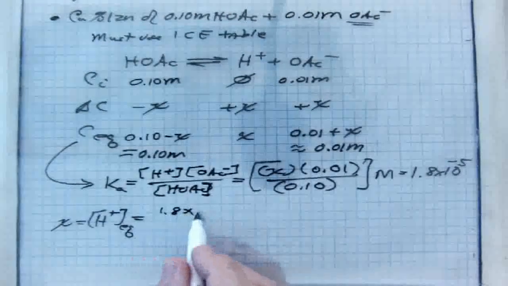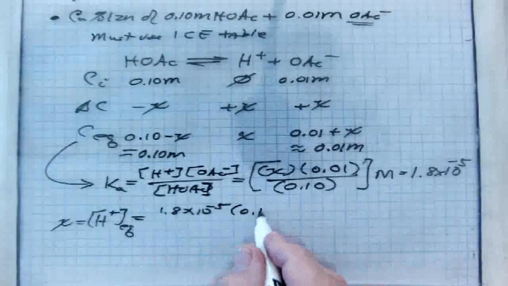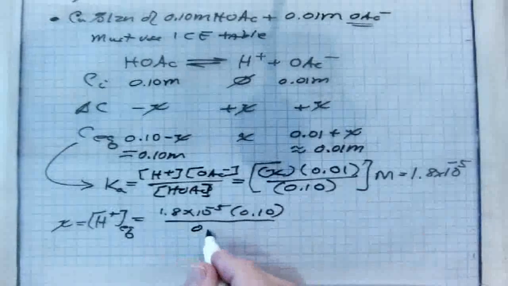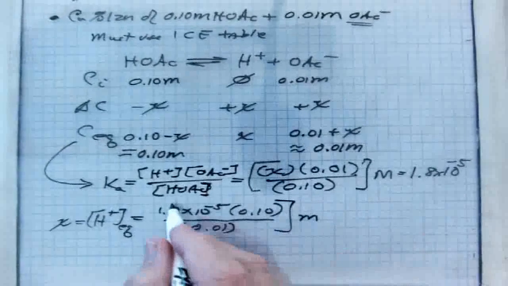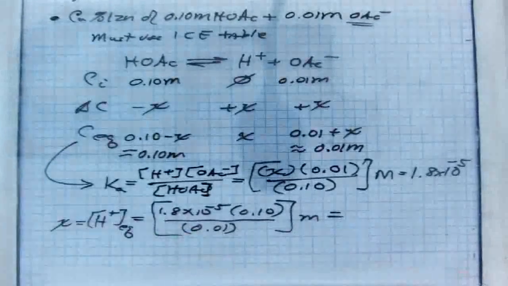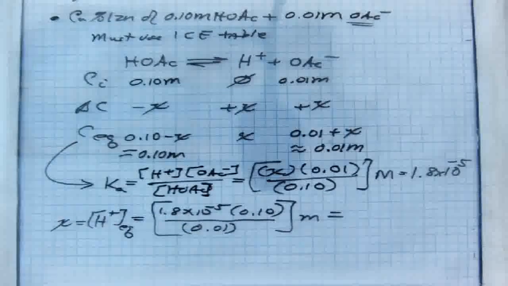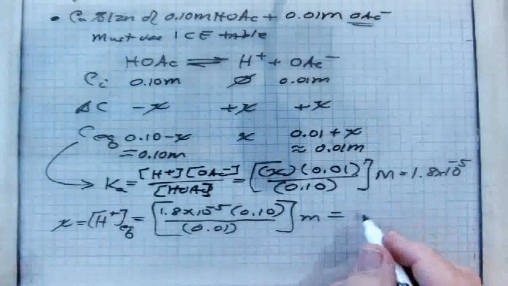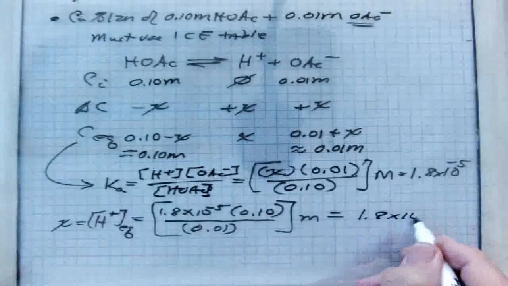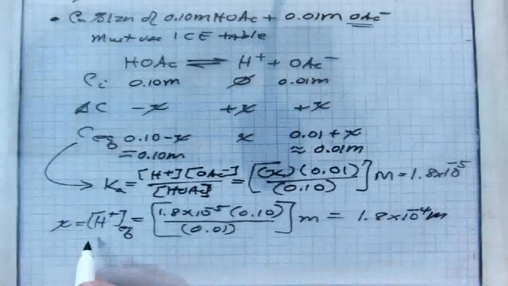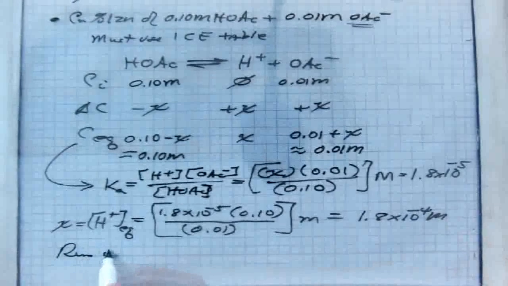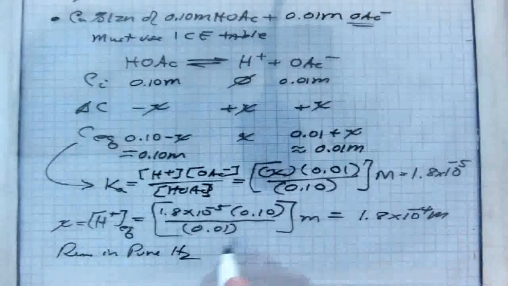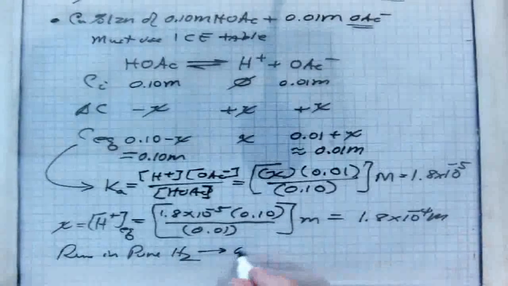And when we calculate the percent ionization, we can use the hydrogen again over the HOAc times 100%, and so that is 1.8 times 10 to the minus 4 divided by 0.10 times 100%, 0.18% ionized in common ion.